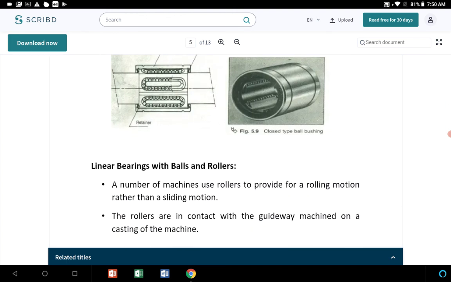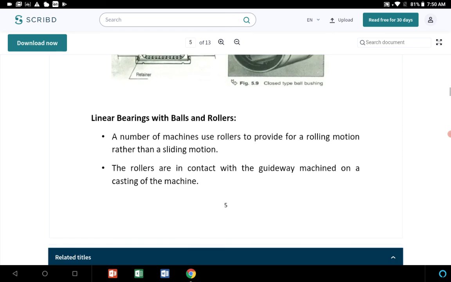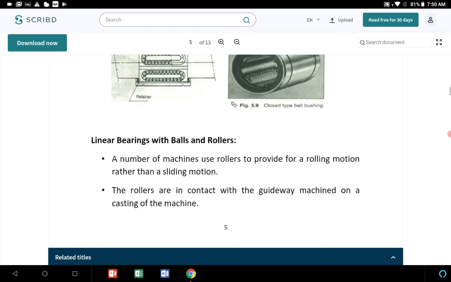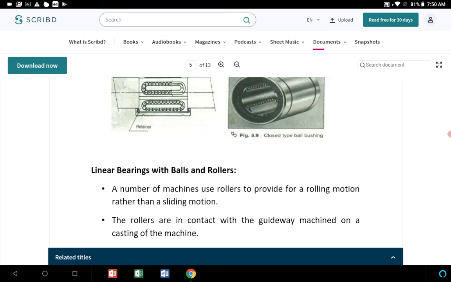Linear bearings with rollers. A number of machines use rollers to provide for a rolling motion rather than the sliding motion. The rollers are in contact with the guideways machined on the casting machine. So it is a little brief about the anti-friction bearings, linear motion guideways.